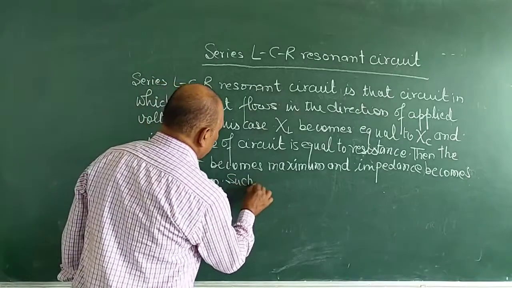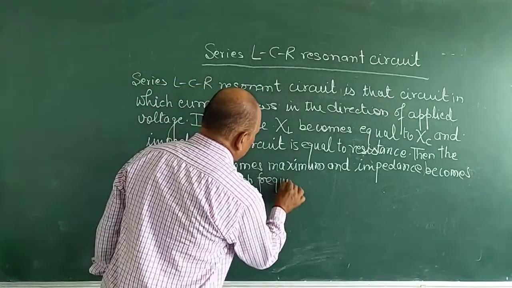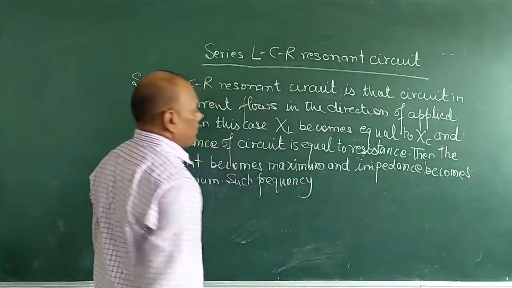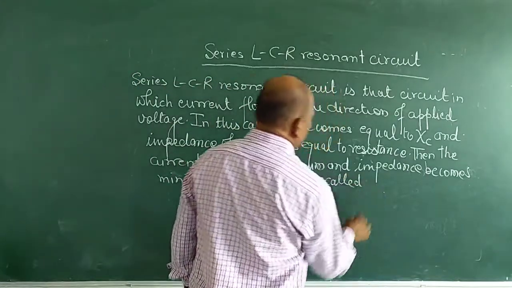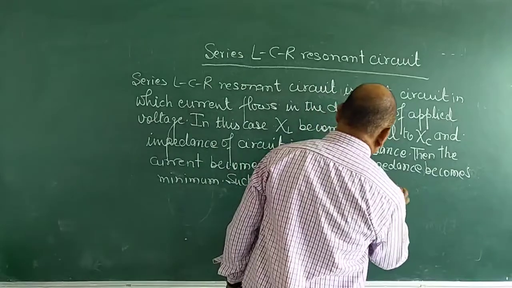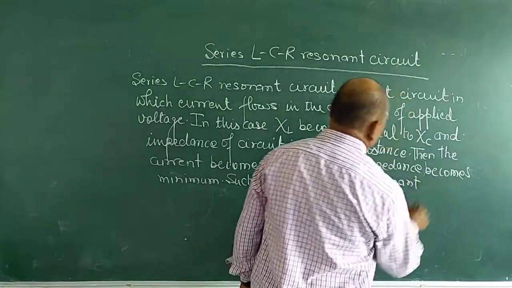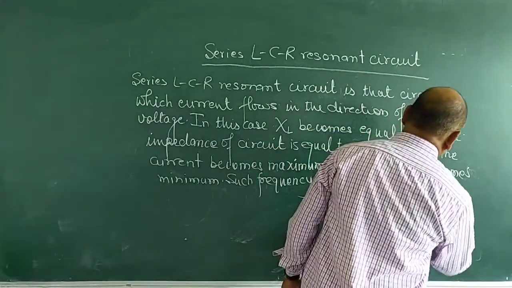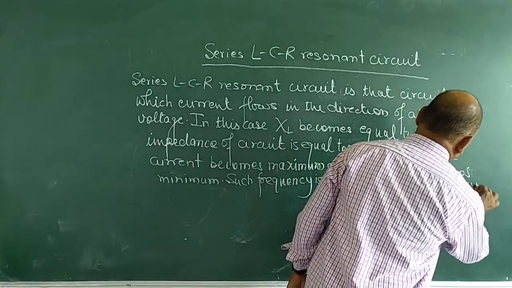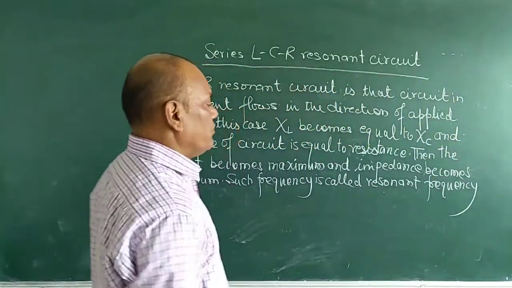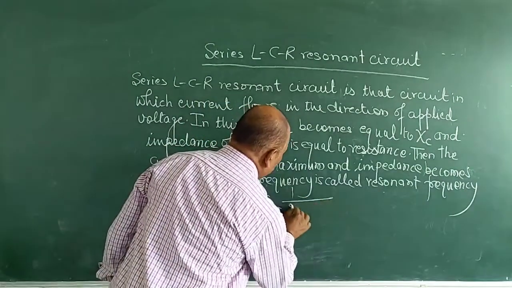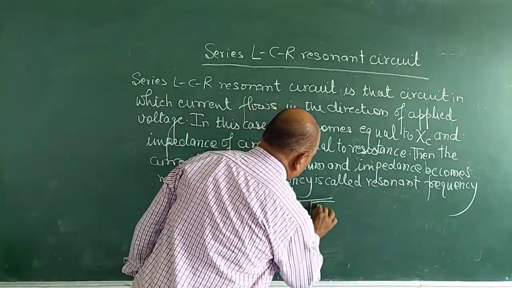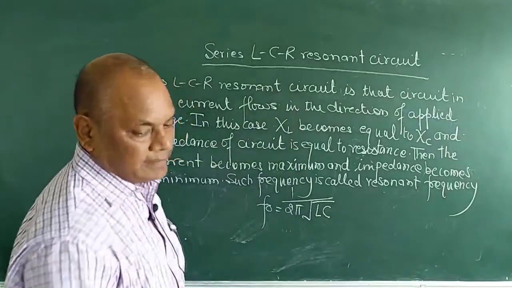Such frequency is called resonant frequency. So f0 is equal to 1 by 2 pi under root LC.